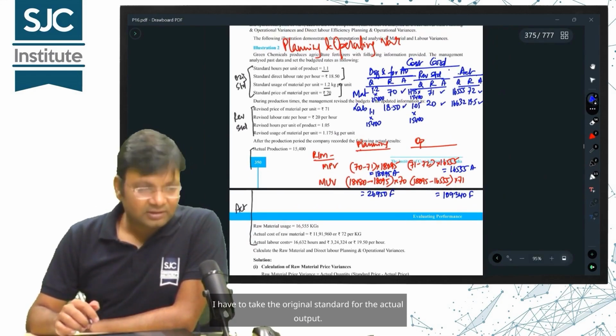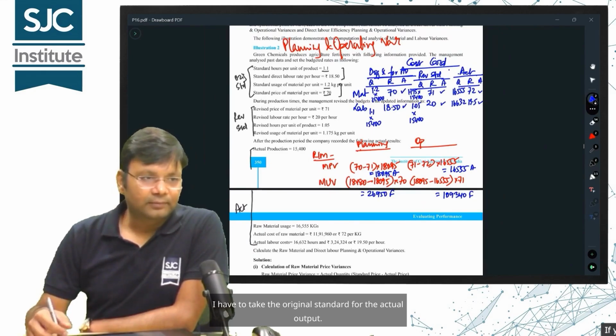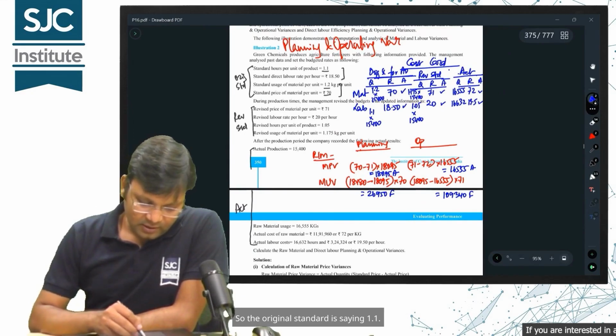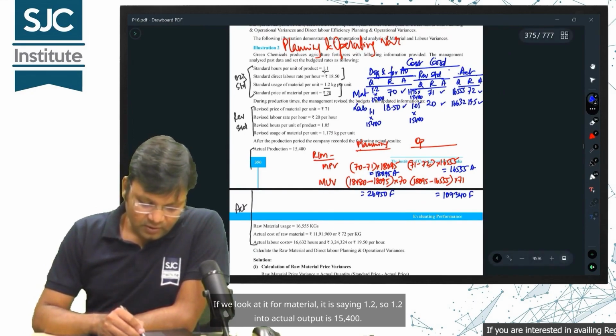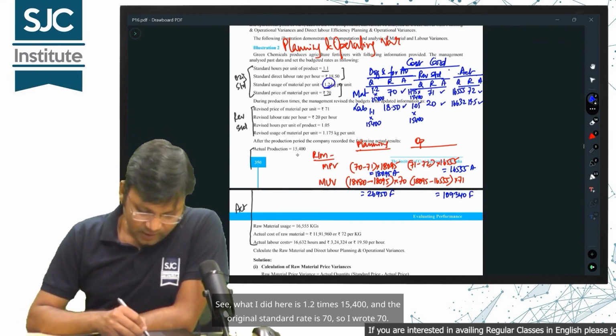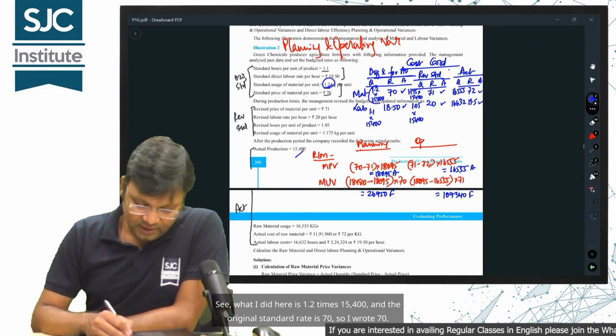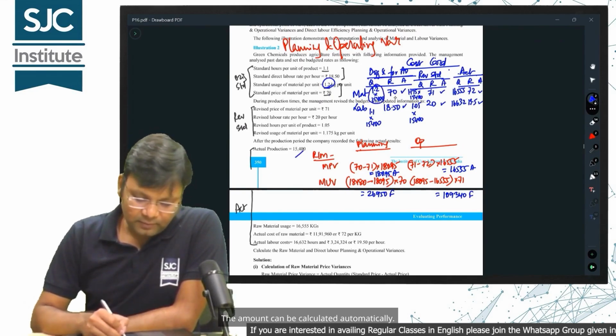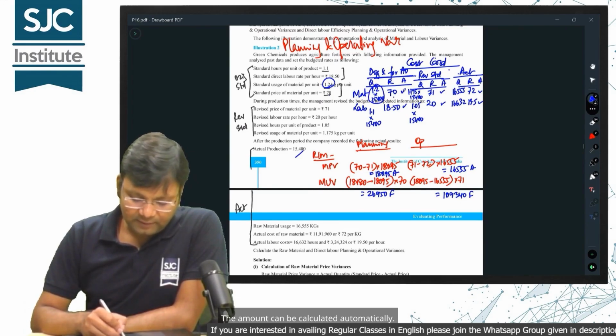I have to take the original standard for the actual output. The original standard is saying 1.1. If we look at it for material, it is saying 1.2. So 1.2 into actual output is 15,400. What I did here is 1.2 times 15,400, and the original standard rate is 70, so I wrote 70. The amount can be calculated automatically.